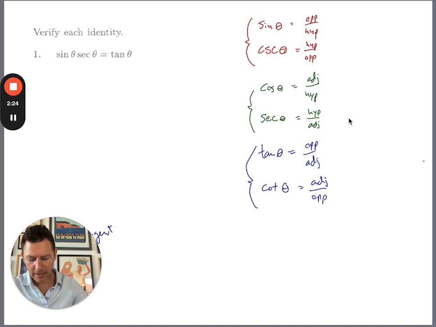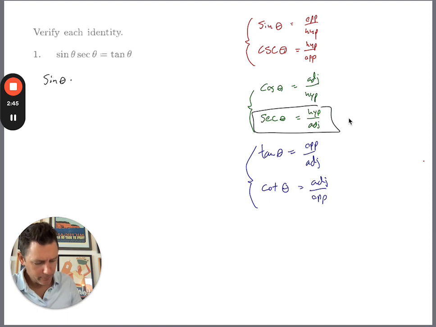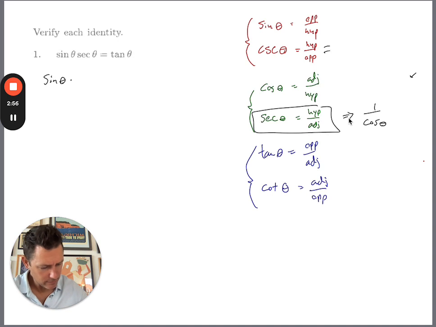So we sometimes use them in identities. Like this, this is the first one in your packet. Show that sine times secant is tangent. You say, okay, well, sine is sine. And secant is really hypotenuse over adjacent. Another way to say this is 1 over cosine. Same thing, this is 1 over sine, and this is 1 over tangent.